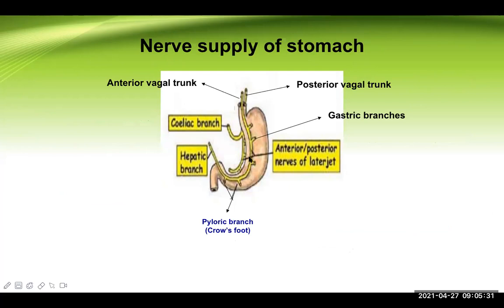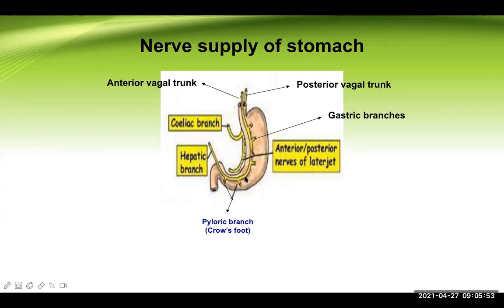Okay, the main nerve which gives branches to the pyloric end is called the nerve of Latarjet. So this is an important nerve regarding the surgery of the stomach. If the nerve of Latarjet is divided, the pyloric end cannot function properly.